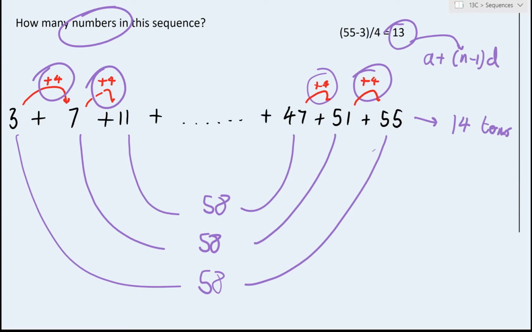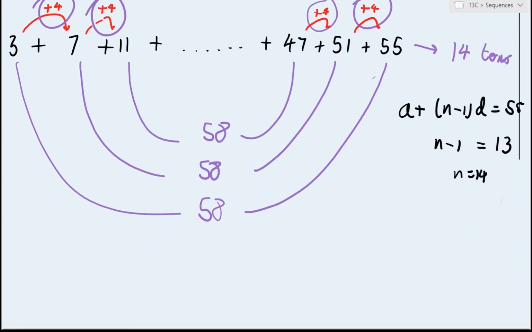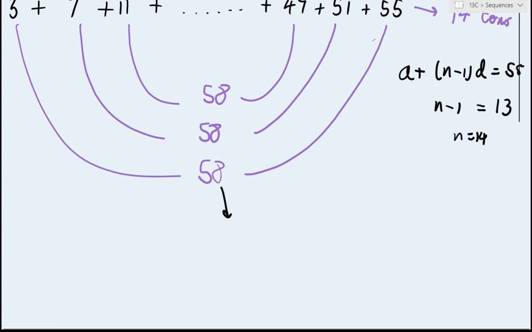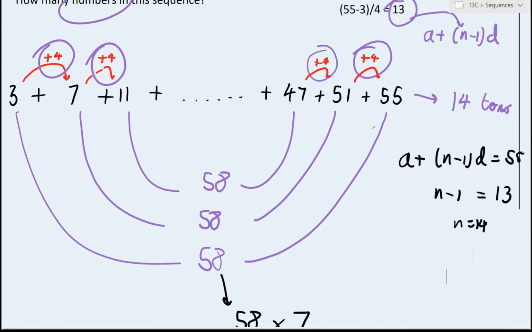You can actually test this out. Basically, what we've actually solved is A plus (n minus 1)D equals 55. We then got n minus 1 to give us 13, so n was 14. So, coming through all that, we've worked out there were 14 terms. Therefore, that means there are going to be 7 pairs. So the total sum will be 58 times 7, or whatever that equals.